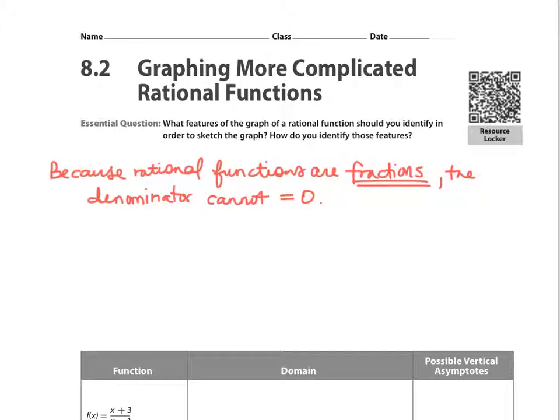Okay, here's our lesson 8.2 on graphing rational functions. This lesson is not going to talk about using transformations, but it's going to talk about some other aspects of rational functions. We are going to talk some more about asymptotes.